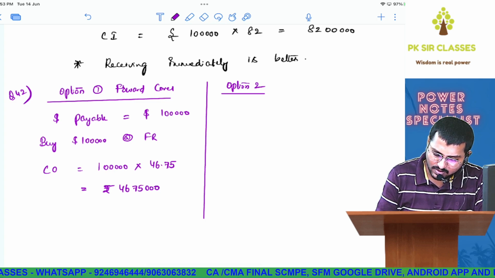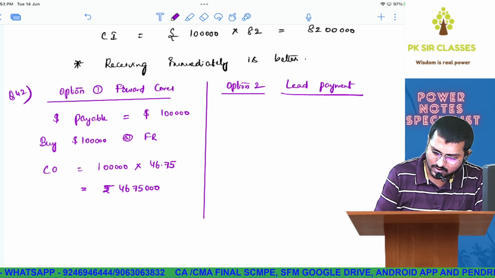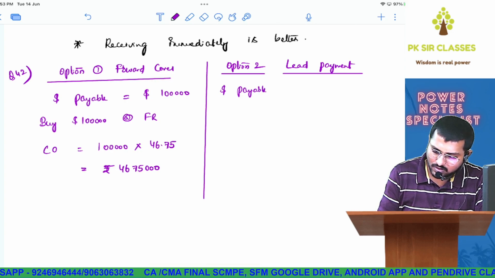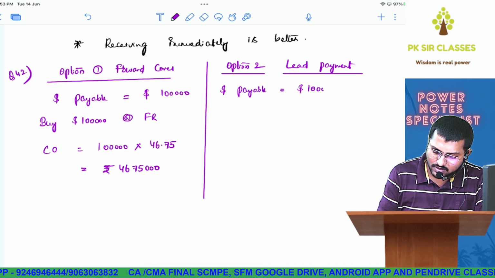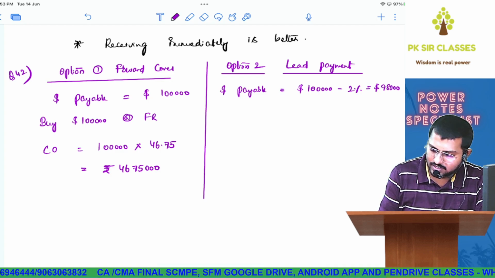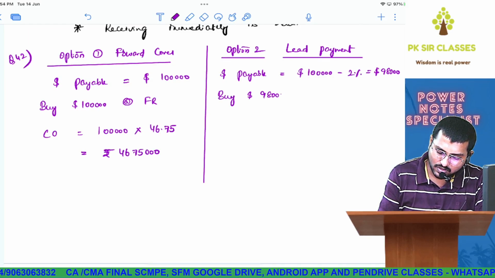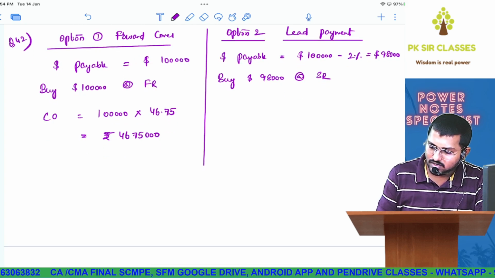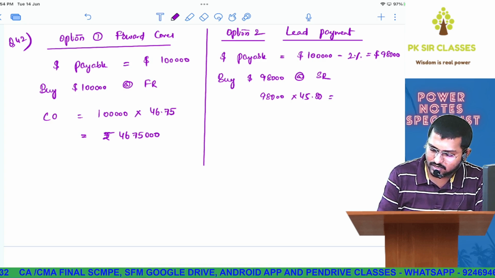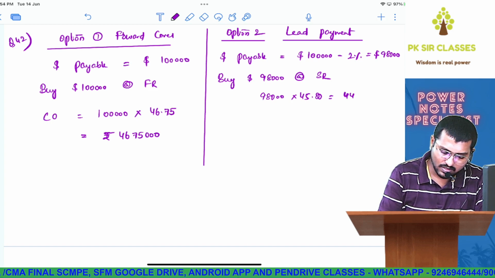Option 2: will pay now itself. The dollar payable will be $100,000 minus 2 percent, so you'll be paying only $98,000. Today only you'll pay. So buy $98,000 at today's spot rate. You'll buy $98,000 at 45.8. Correct?